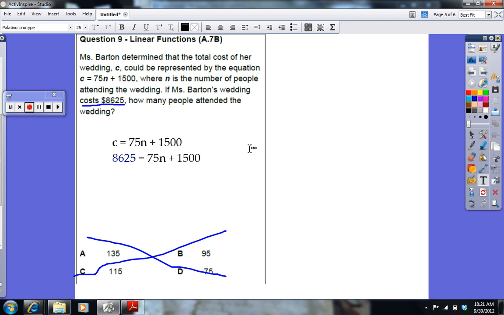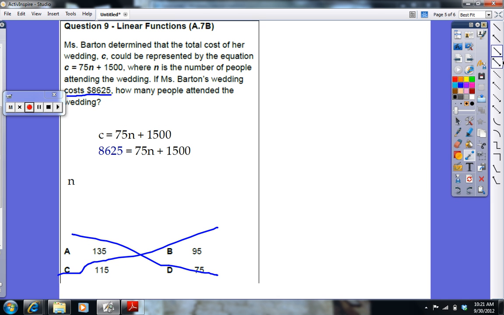Well, now we want to know what n is, which means that even though this looks like a word problem, looks different than the other problems we've done in class, it's actually very similar to problem number 5, where we had to solve for y. Now we're just solving for n, and the numbers are a little bit bigger. So I'm going to start with n, and I'm going to draw my arrows to get n by itself.